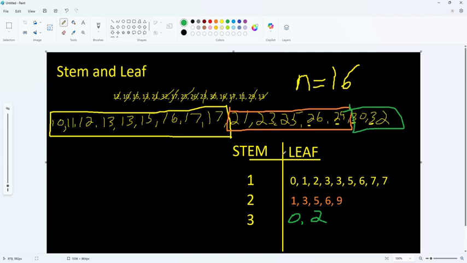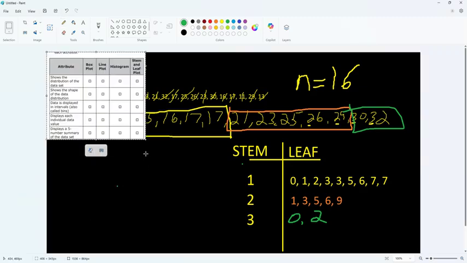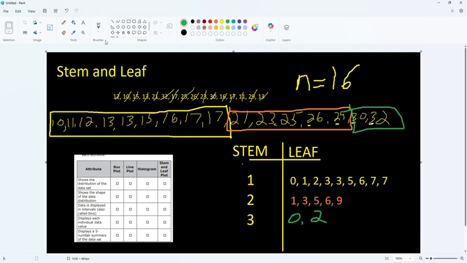So it shows me this is the stem, and this is times 10. So this is 10, 11, 12, 13, 13, 15, 16, 17, 17. This is 2, 1, 3, 5. So 21, 23, 25, 26, 29. And then this is 30 and 32. So that shows me my 16 data points. Let's look at our little table here. Try to find it real quick. There it is, our final univariate data types of displays right over here. And we're looking at the stem and leaf plot.